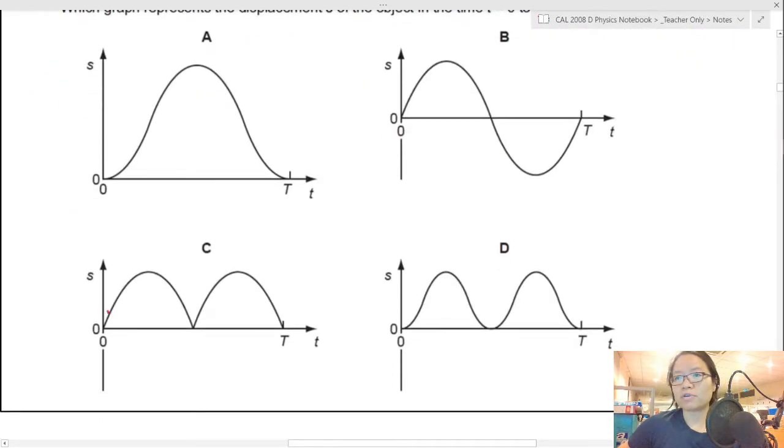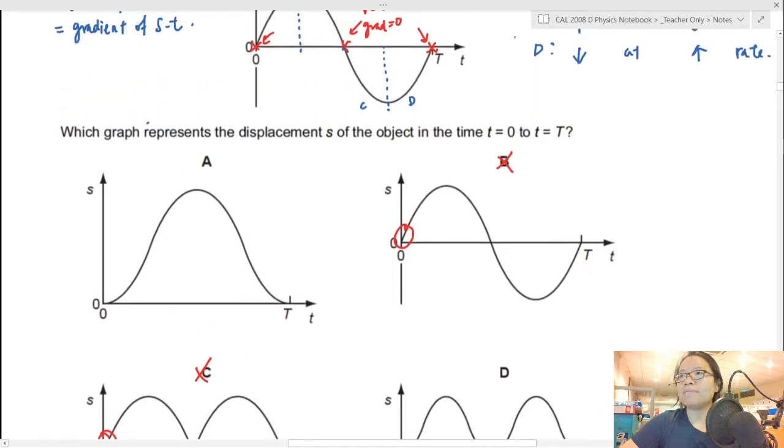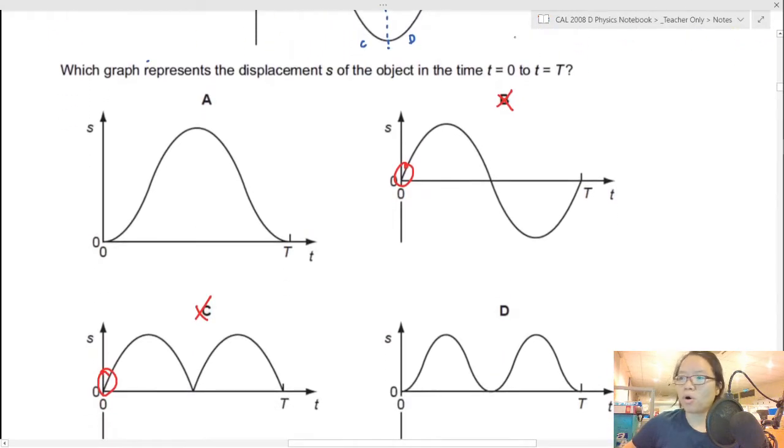So you can see for C, at the starting point the gradient is not zero. So C is out. For B, the starting point is not zero. B is out now. Then you can see A. This one is promising. Here is flat, zero gradient. This part is okay. So the okay one, I will put a cross.